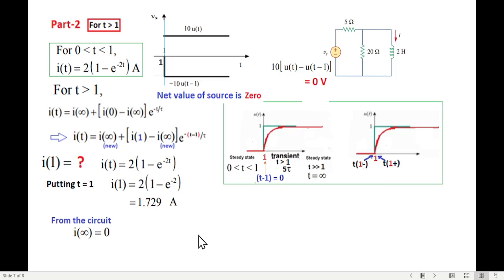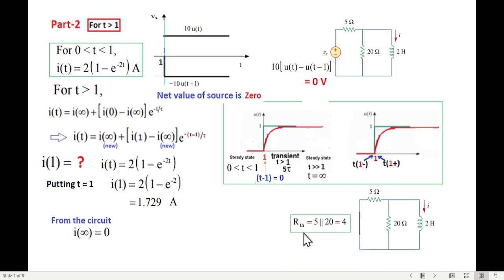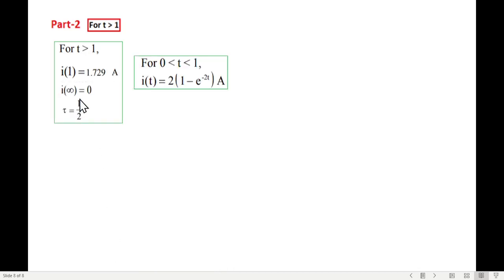And now for tau, we again short circuit this source, which is already 0, and find the R Thevenin as we did previously. So it is 4. Putting in the value, tau is 1/2. So we have found here also 3 parameters. I1 we have found, I infinity we had found, and tau we have found. And this was the initial current for t less than 1.